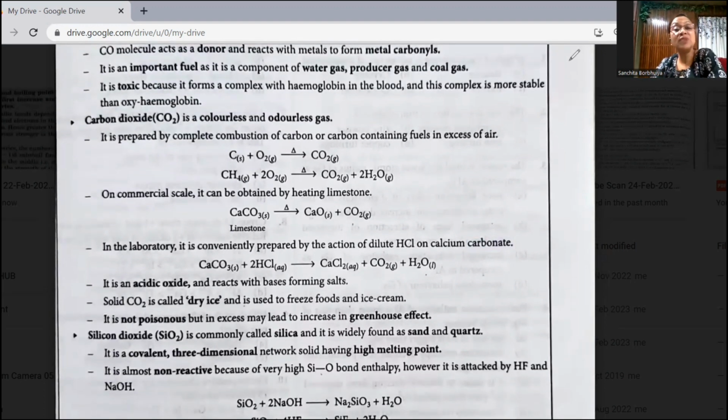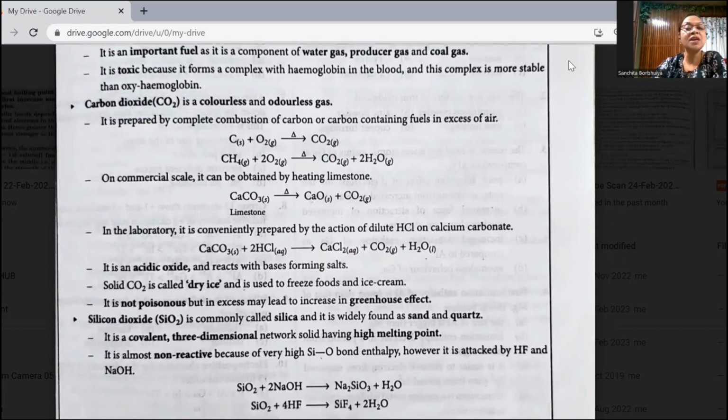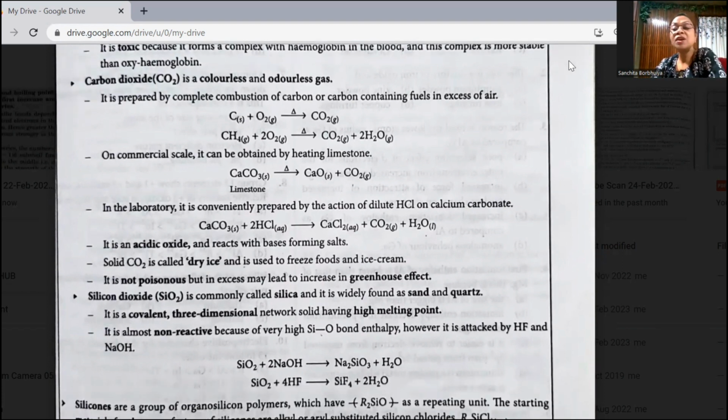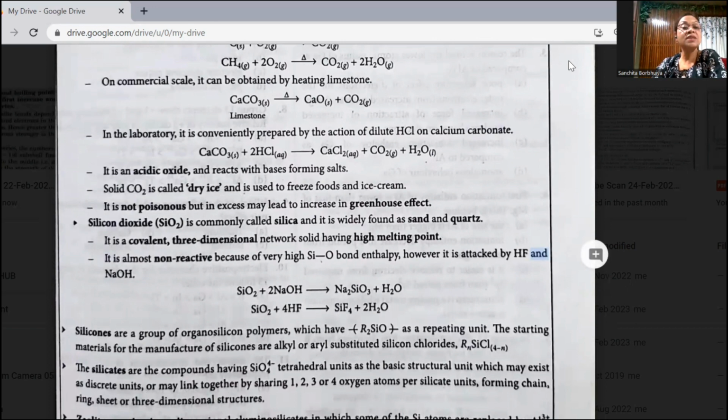Going to carbon dioxide, I don't have to tell you that if you want to get carbon dioxide from coke, carbon, give excess of oxygen and you'll get carbon dioxide. Heat methane and oxygen, and it's a combustion reaction where you get carbon dioxide and water. On a commercial scale, it is prepared by heating calcium carbonate, and you can definitely get carbon dioxide from calcium carbonate and HCl, acid plus base, salt plus water plus carbon dioxide. Carbon dioxide is an acidic oxide, and it reacts with bases forming salts. Solid carbon dioxide is also called dry ice, which is used to freeze food and ice cream. It is not poisonous, but its excess inhalation may be fatal for health. It is a greenhouse gas.